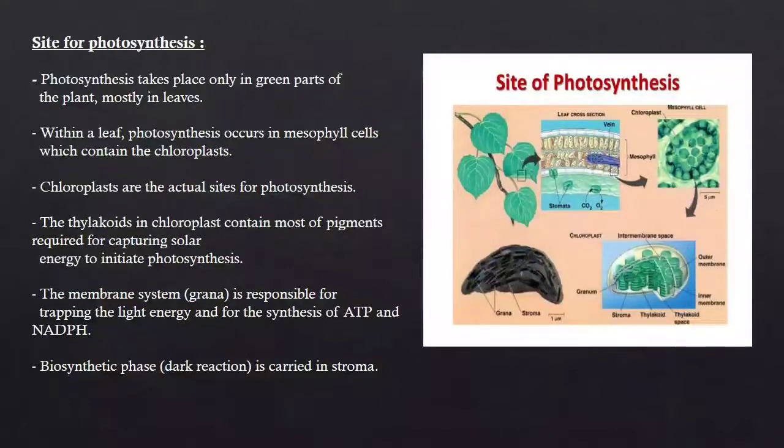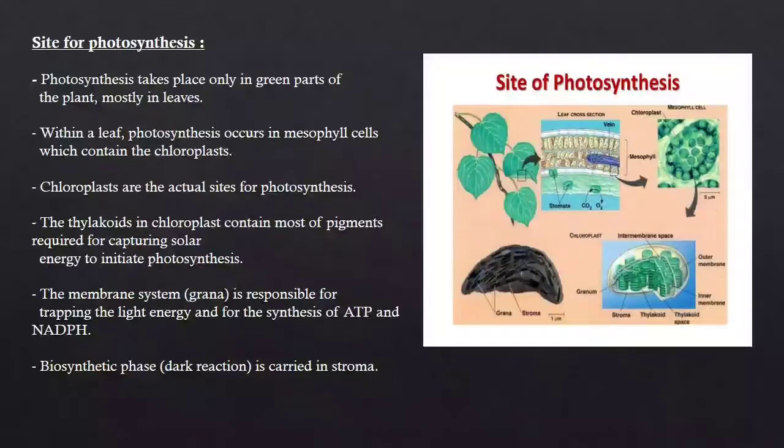Right? Clear? Now, to be more specific about the site of photosynthesis, a chloroplast contains stroma, which is a fluid, and grana, which are stacks of thylakoids, and the inner membrane. The thylakoids contain chlorophyll, a green pigment that captures light for photosynthesis, correct? So photosynthesis takes place only in the green parts of the plant, mostly in the leaves. Why? Because of the presence of chloroplast. Within a leaf, photosynthesis occurs in mesophyll cells, which contain the chloroplast. Chloroplasts are the actual site for photosynthesis.